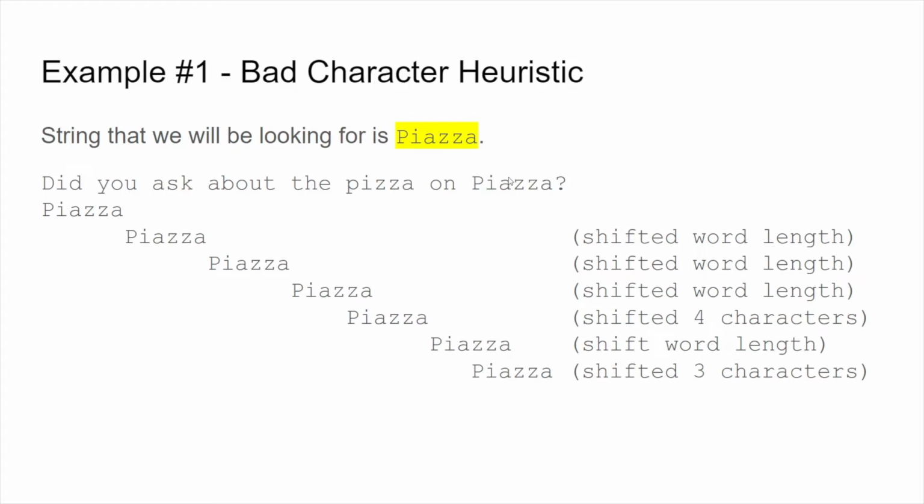Here we see that A lines up, and looking at the next character over, I and the Z line up. However, they do not match. So again, we look for the I within our word, and we see that we have an I, and we'd have to shift 3 characters over in order to have them line up. So when we shift 3 characters over, we see that the word lines up with the word in the string, and this is where we would find our word.